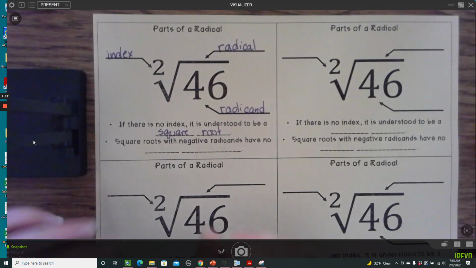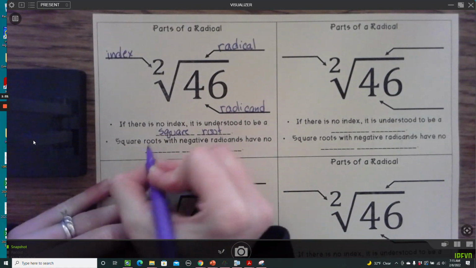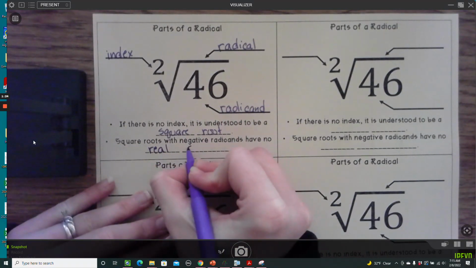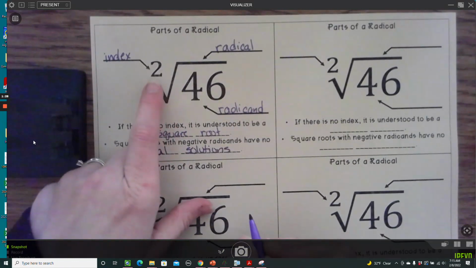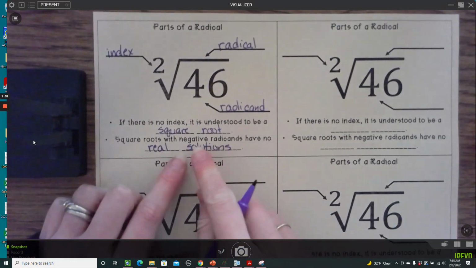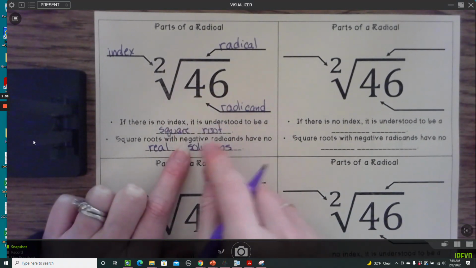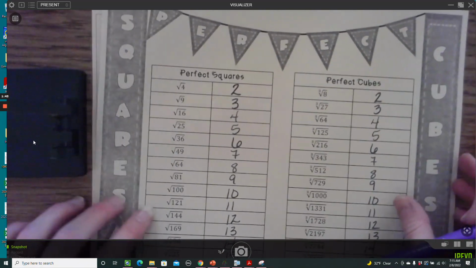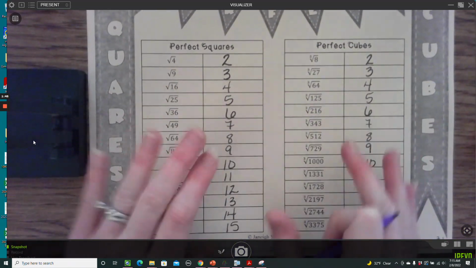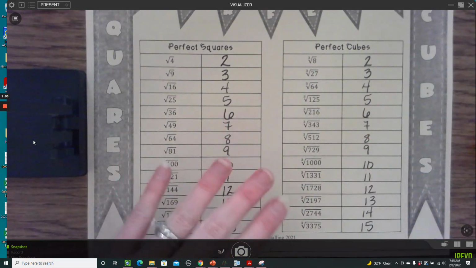Square roots with negative radicands, so if this number underneath the square root is a negative, have no real solutions. Now that's with a square root. Cube roots are a different story, but just understand that if the number underneath a square root radical is negative, there's no real solutions. The second page of notes you have is this perfect squares and perfect cube page. This helps you when we start simplifying these radicals. This is a good reference to look back at.